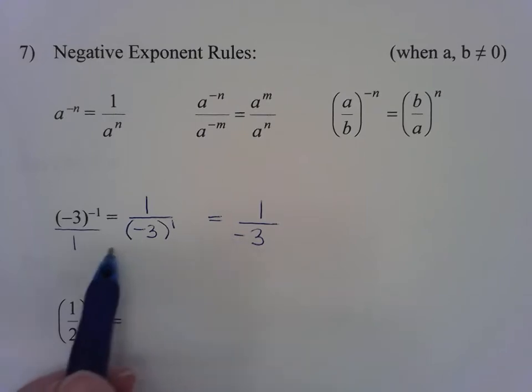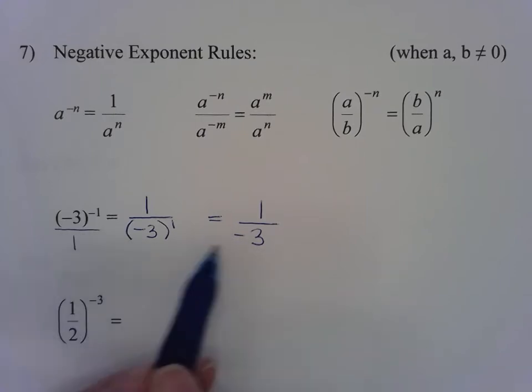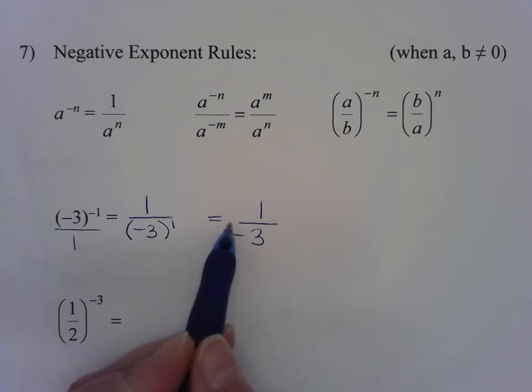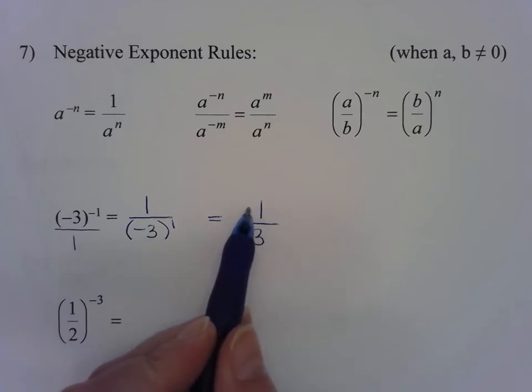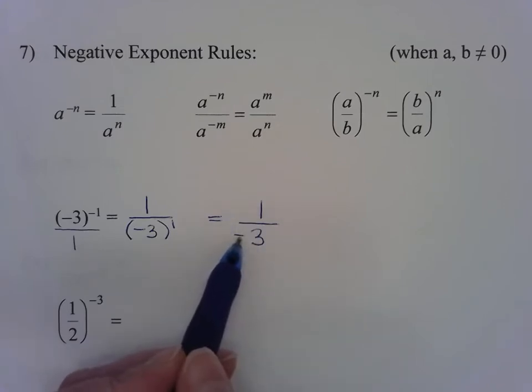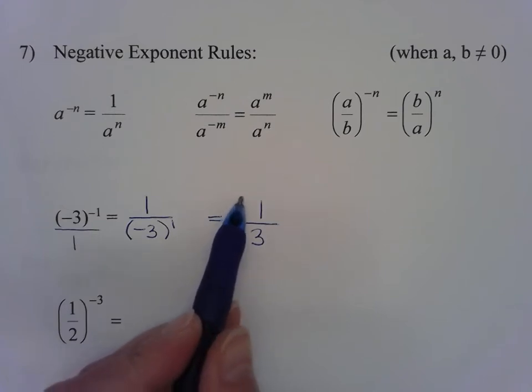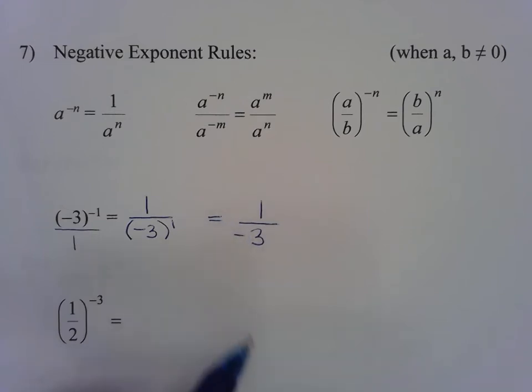And keep in mind, it doesn't really matter where I write this negative. I kept it in the bottom just to be clear and really obvious about it, but I could have written it out front, or I could have written it in the top. As long as I just have the one negative, I can put it in any of those 3 places, just not more than one place at a time.